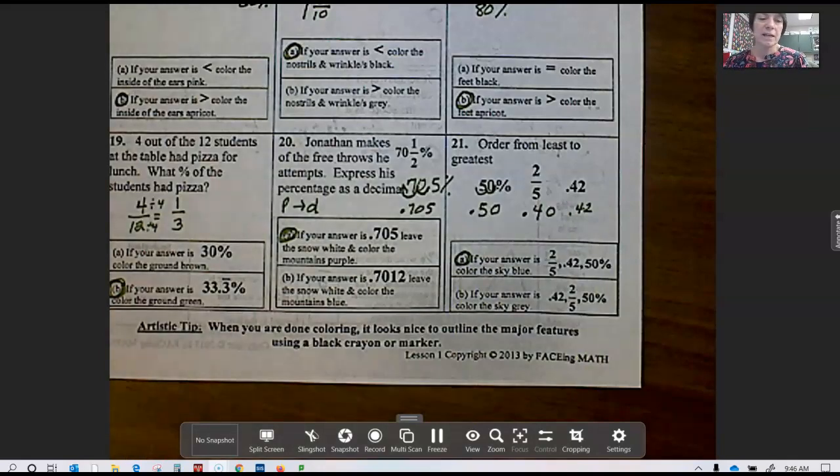All right, guys, that is the end of this worksheet review for your quiz.